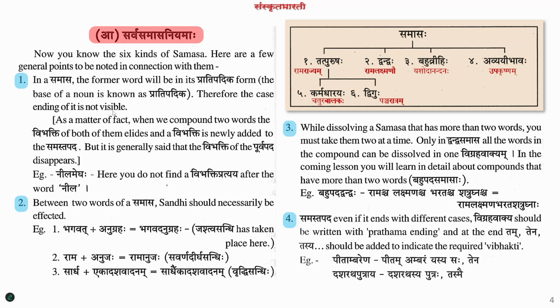Therefore, the case ending of it is not visible. As a matter of fact, when we compound 2 words, the vibhakti of both of them elides. So first we do aluk of both the vibhakti pratyayas, and then a vibhakti is newly added to the samastapada. So for example, Ramaha, Lakshmanaha cha is there. Ramaha has prathama vibhakti ekavachana, Lakshmanaha has prathama vibhakti ekavachana, but Rama Lakshmanau has dvivachana of prathama vibhakti. So straight away there is a vyatyasa, there is a difference. That's why we need to take the vibhakti out and reinstall.